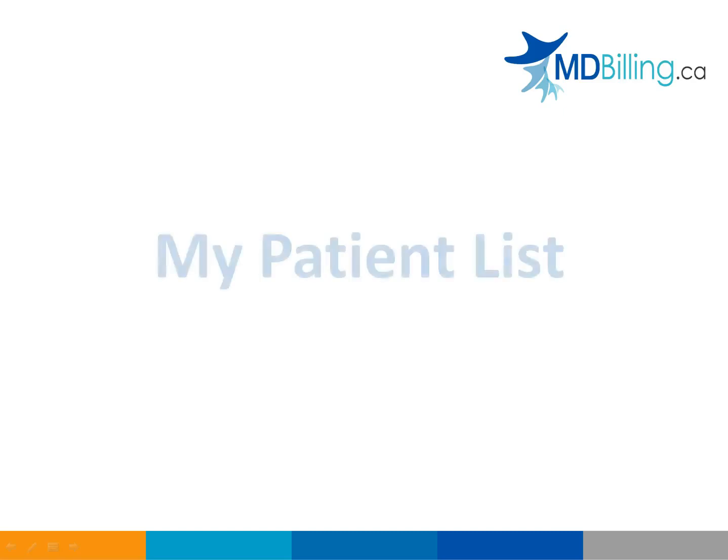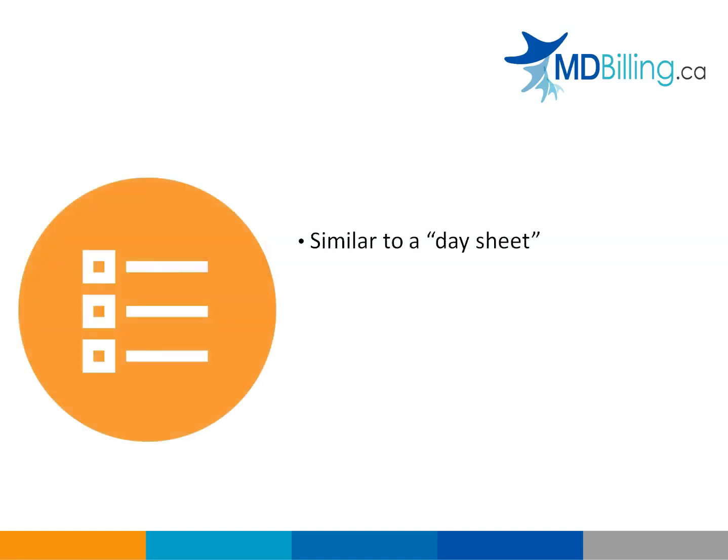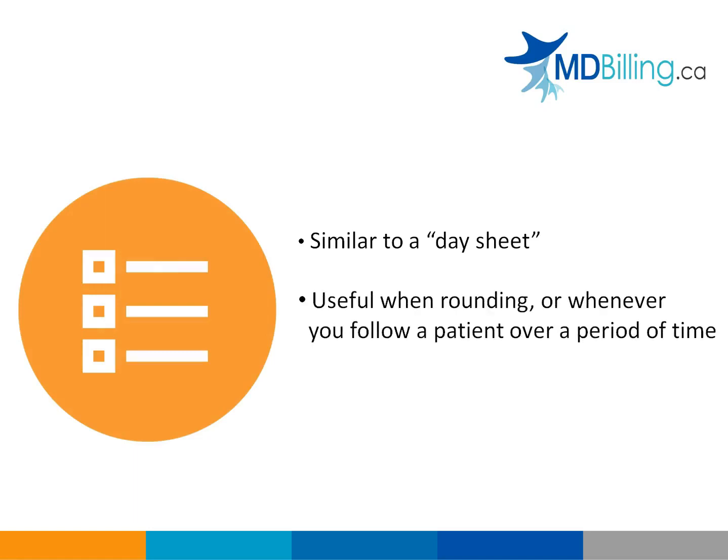The My Patient List feature was developed to make billing easier when seeing a recurring patient. This is very useful when rounding or when you follow a patient over a period of time. It works similar to a checklist of patients that you need to bill for a specific location and date.